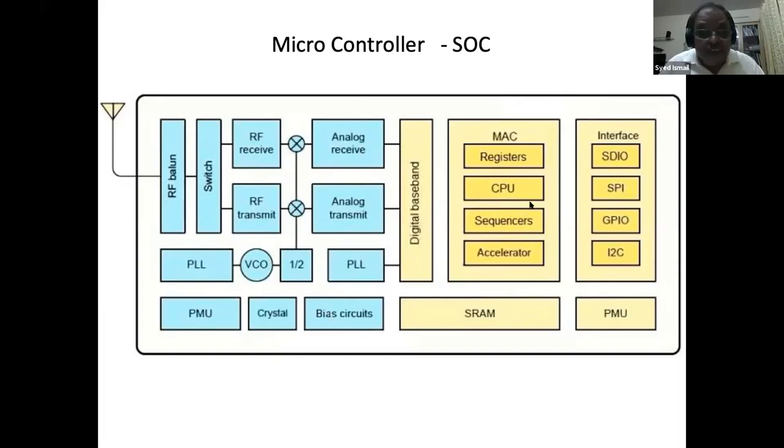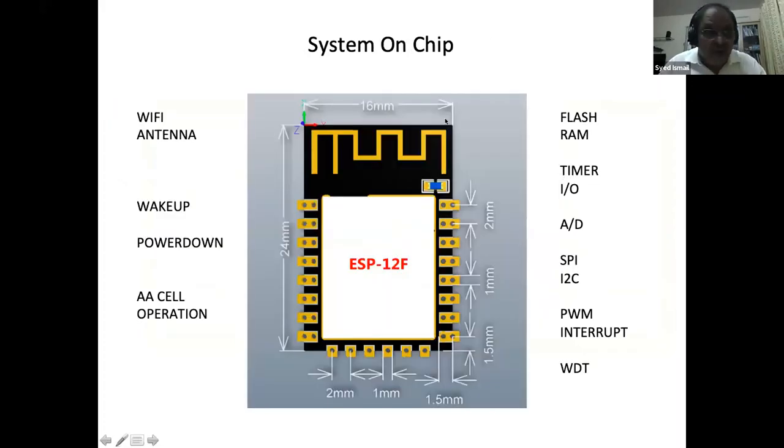For example, you can see here, the one which I told you is available for 100 rupees. Again, I'm talking about volume pricing of a few hundred pieces. If you want to buy one or two pieces, you'll get it for maybe less than 200 rupees. This can do everything. You can connect it directly to a PC and program it, and this will work with Wi-Fi.